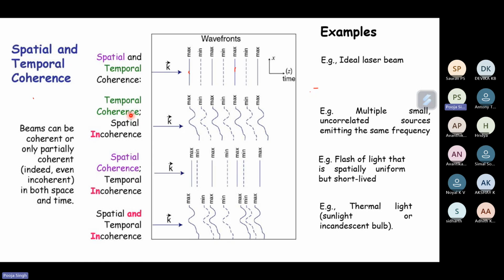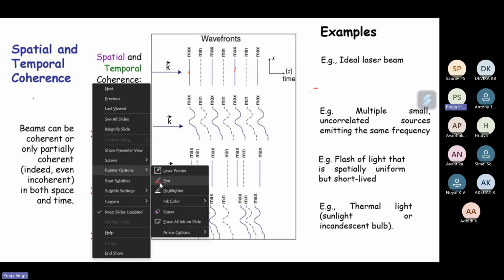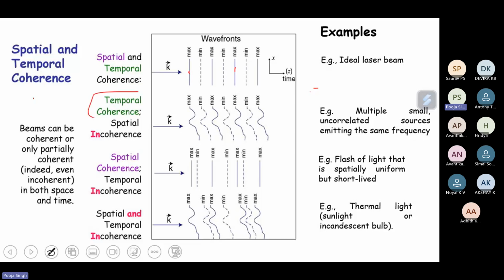Okay, so here now the next, which is the second, is saying that I have temporal coherence only, but spatial is incoherent. Temporal is coherent and spatial is incoherent. Then how can that be possible? So now we are going to see this. As I told, temporal means time dependent. Time is our x-axis, you can see, right?